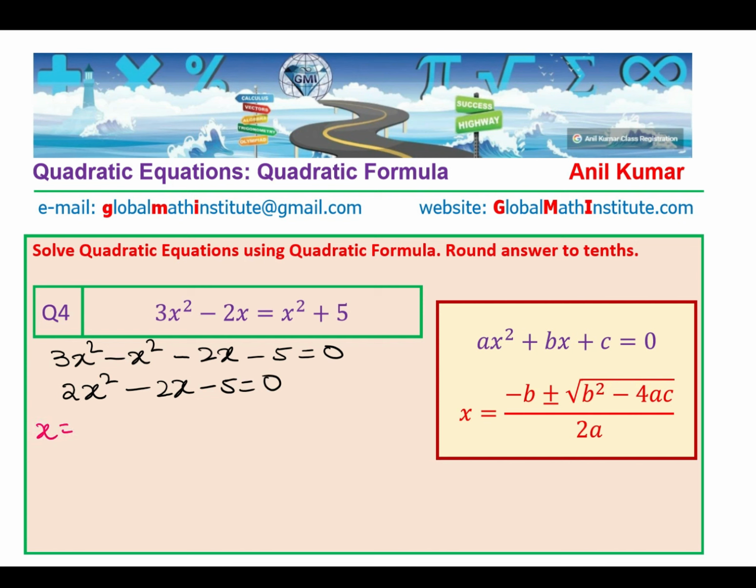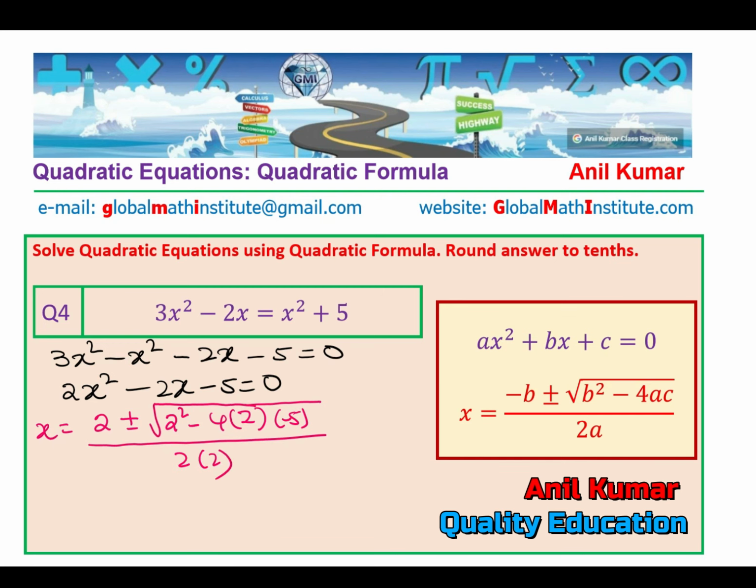x equals minus b, minus of minus 2 means 2, right? Plus minus square root of b squared, so 2 squared, minus 4 times 2 times minus 5, correct. And then divide by 2 times 2. So that gives you 2 plus and minus square root of 4. And see, minus 5 is c, right? So minus and minus becomes plus, and it is 4 times 2, 8, 8 times 5, 40, but with a positive sign. You get the whole idea, plus 4.